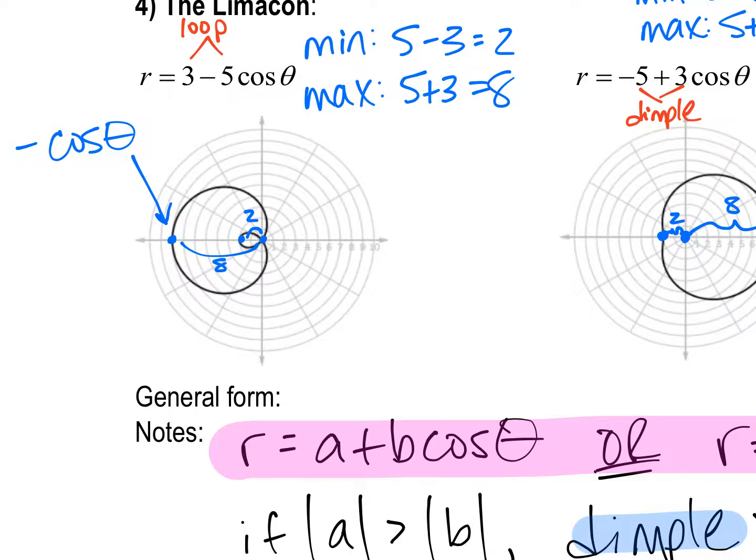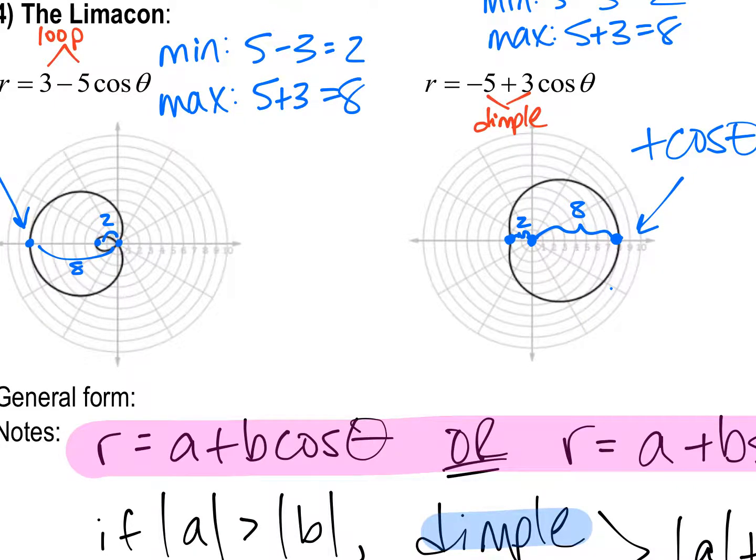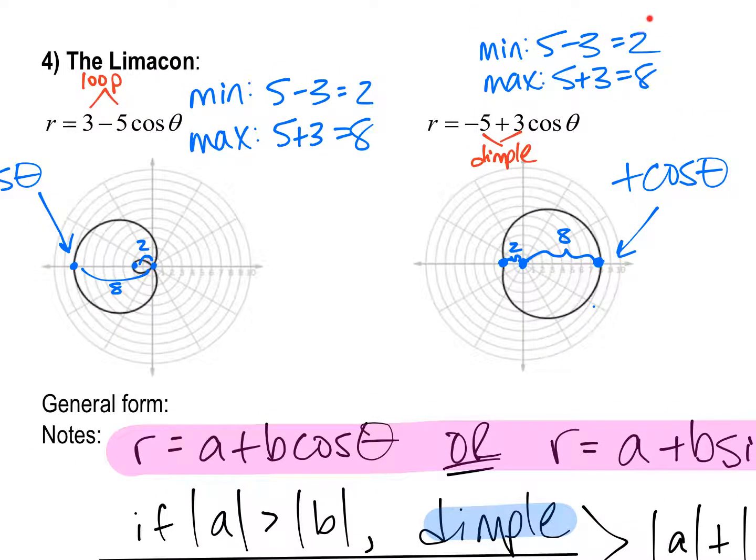Okay, so similarly, if I go to this one over here, this one is a dimple because 5 is bigger than 3. Again, ignore these signs. This sign is important because it tells you positive cosine, do your heart over here. Okay, and so now after we use that positive sign, just strictly look at the numbers 5 and 3. And what we've done is we've calculated a min and a max. The min is 2, the max is 8 from using the numbers 5 and 3.